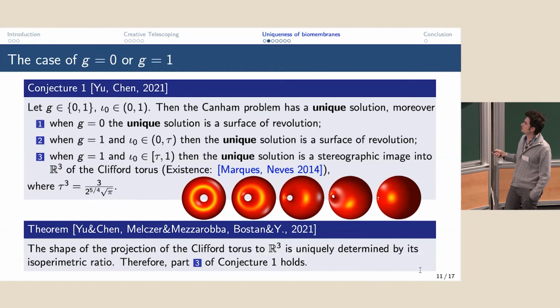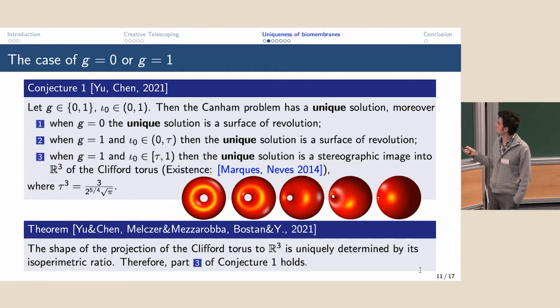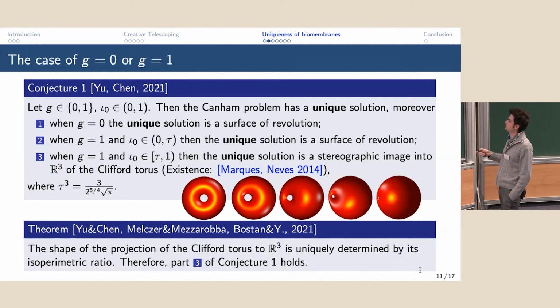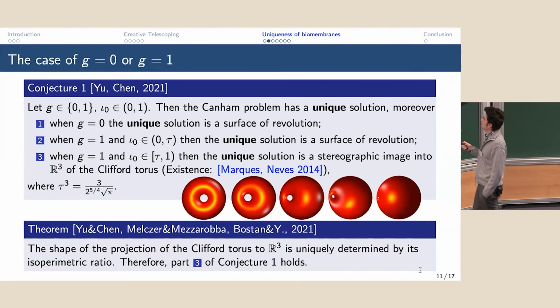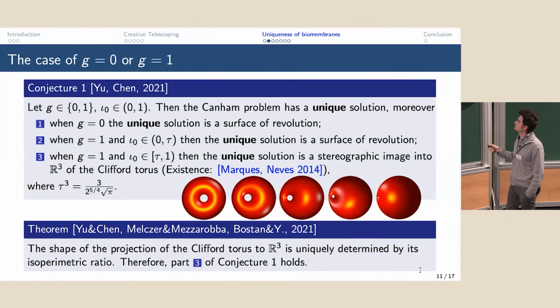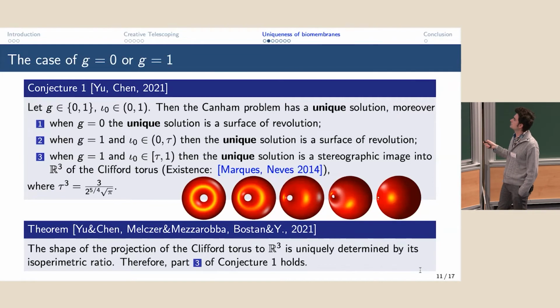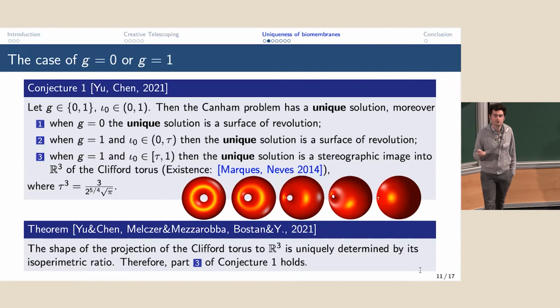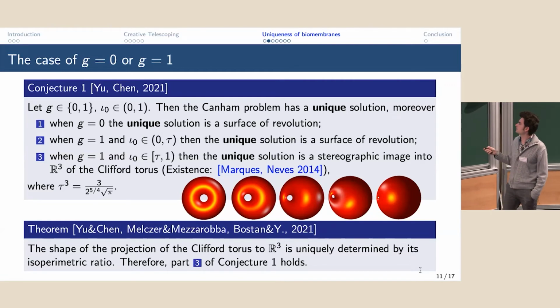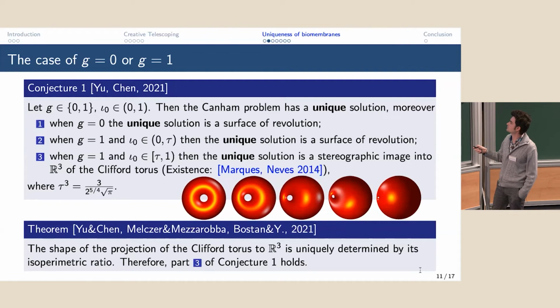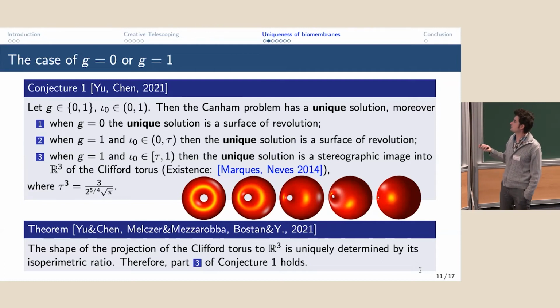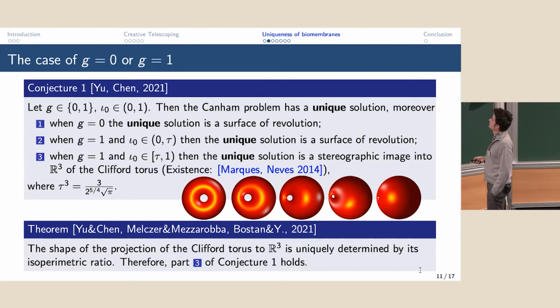And so the theorem, which is very recent, is the following. The shape of this projection of the Clifford Torus to R3 is uniquely determined by the isoperimetric ratio. So in other words, each of these pictures has a different isoperimetric ratio. And given this statement, it is now clear that this third part holds, because we already know that it must be a projection of the Clifford Torus. And if it is uniquely given by the isoperimetric ratio, then it must be unique.